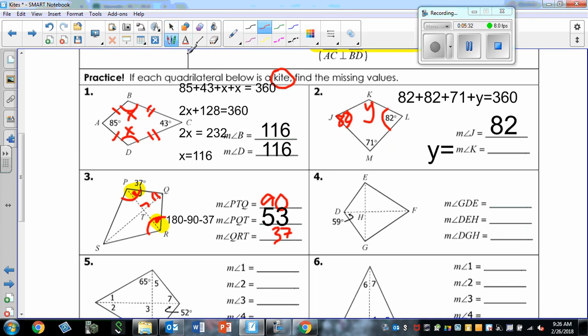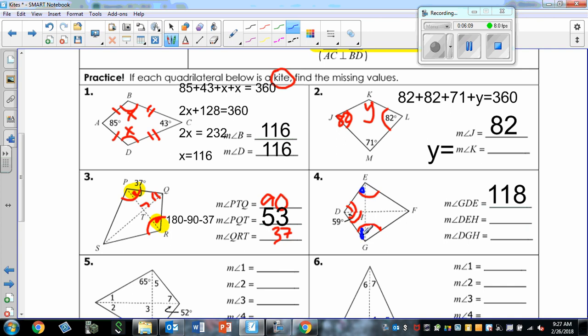On the next one, make sure you use the fact that these two will be congruent. This little half angle is equal to this half angle. So let's see what we have here. GDE is this angle here, so it's 59 times 2, which is 118. DEH is going to be this angle over here, which I don't know right now.